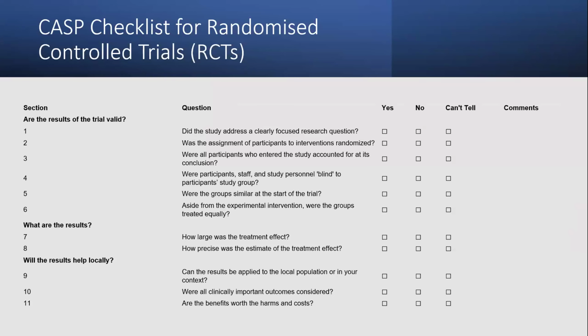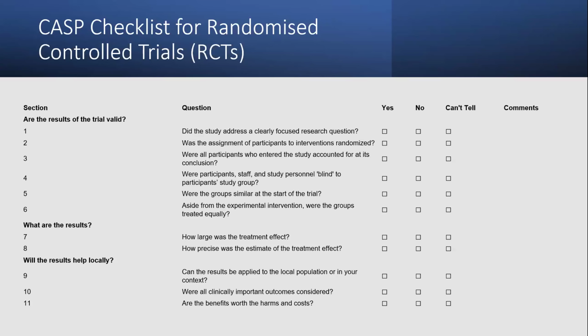If you see that the research question is well defined, you can mention in the comment what the research question was and how it was defined. Was the assignment of the participants to interventions randomized? If yes, tick yes; if no, no. If you are not sure, you can tick can't tell and give your comments. Were all participants who entered the study accounted for at its conclusion? So you have to mention who the participants were and how they were recruited. Were participants, staff and study personnel blind to participant study group? So you have to see whether blinding was reported, like how they were assigned to the different groups.